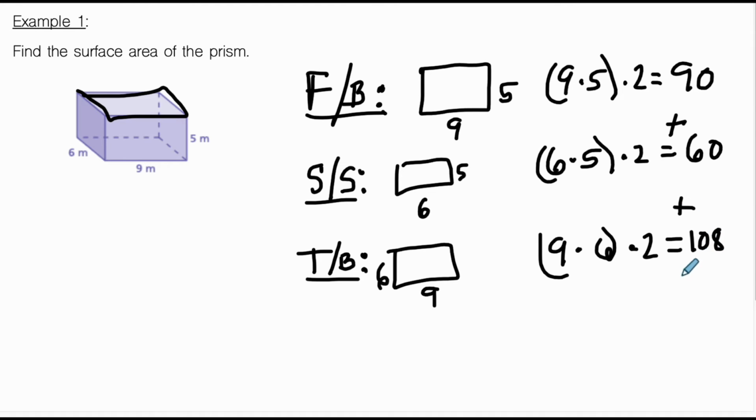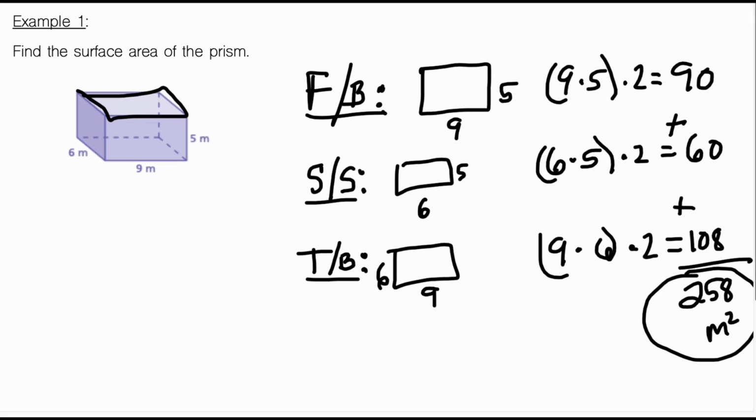And then we could sum all of this together. So that would be 258, if I'm not mistaken, and meters squared, because we're talking about a 2-dimensional measure. It's a flat surface. But yeah, that's the surface area of a prism, and in particular a rectangular prism.